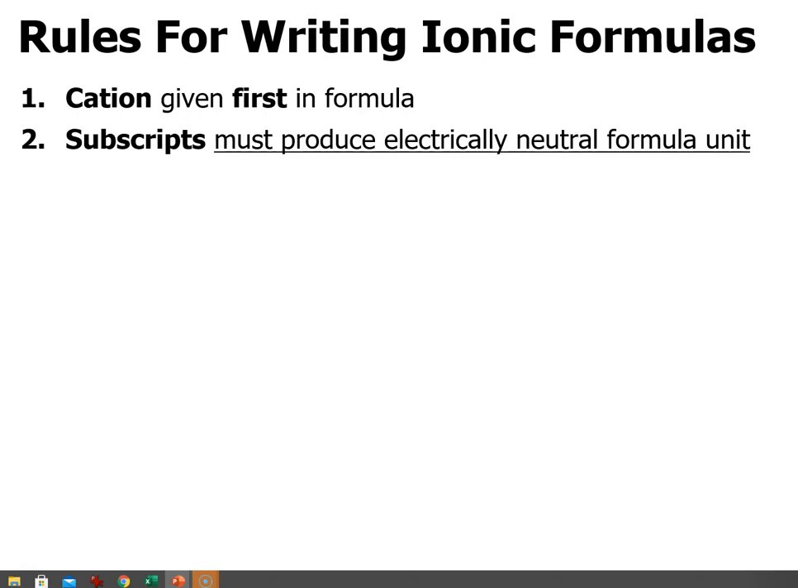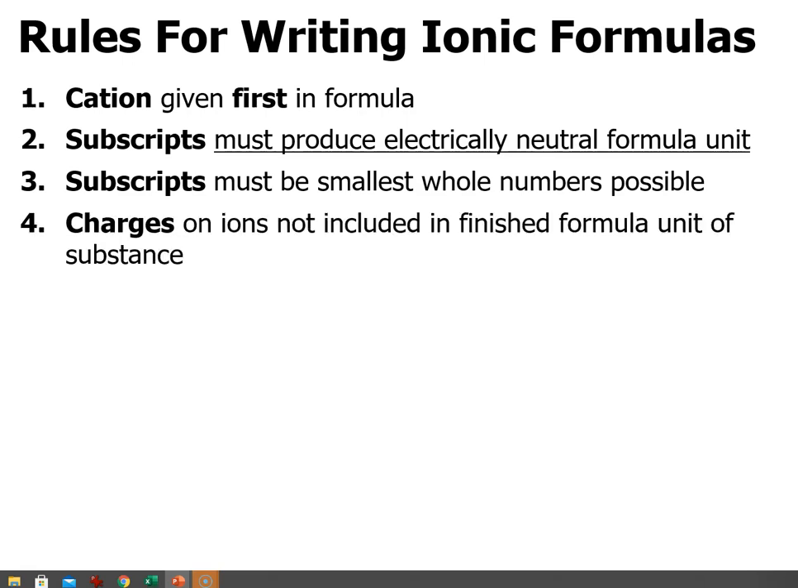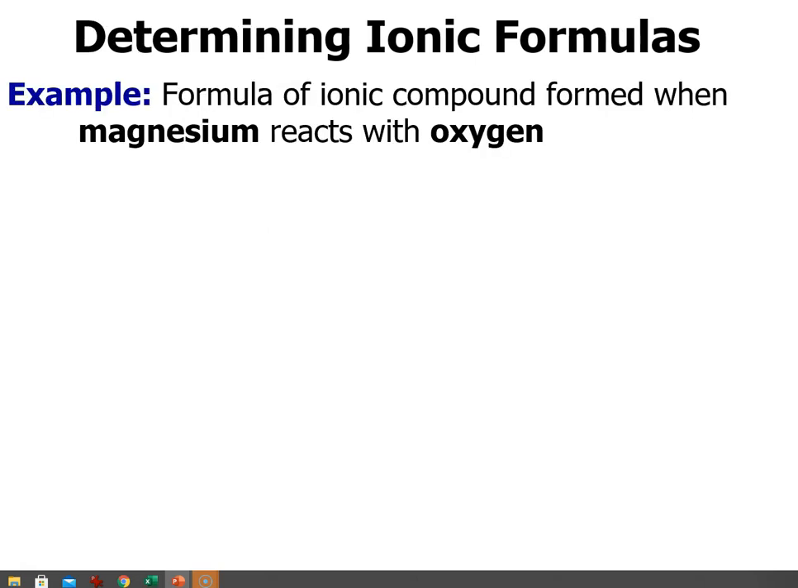I need 2 of those minus elements to cancel out. So the end result, when those things come together, we have to have a neutral compound. Subscripts must be the smallest whole numbers possible. That's where we're simplifying it to the least number of elements given. And the charges on the ions shouldn't be included. The charges aren't part of that final formula. You'll be able to get that information from that small unit formula, but they're not included there. Again, no subscript implies that there's just a 1 there.